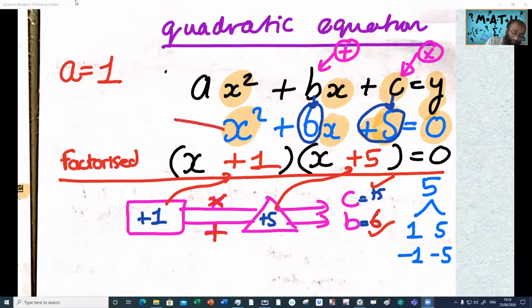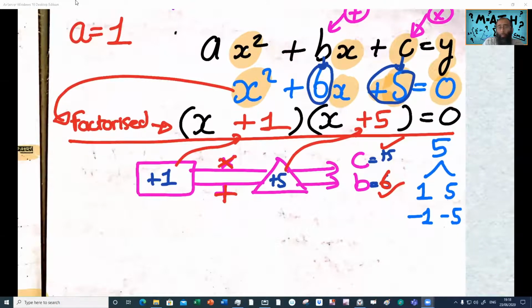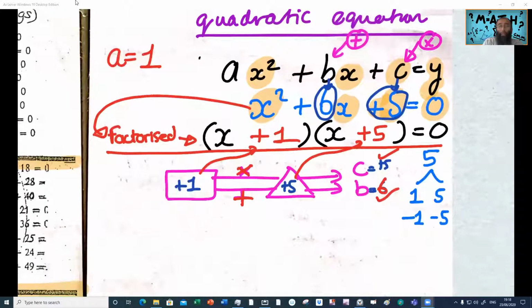So this original question has been factorized to give us that. Now there's one other quick step, which is really, really quick. It's not even worth missing, so I will show you that as well. Are you ready for that, Layla? Yeah. That's called solving it.